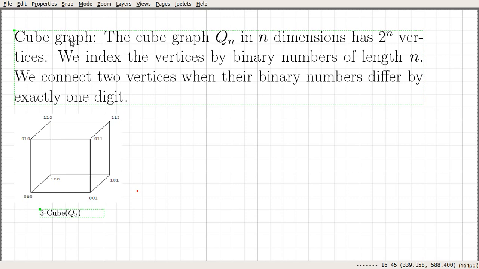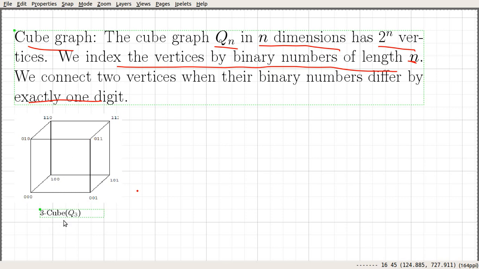So another common family of graphs is called a cube graph. A cube graph is denoted by Q sub n, in n dimensions. Okay, we will see what this n dimensions mean. Okay, it has 2 to the n vertices, and in this case the common thing we do is we index the vertices by binary numbers of length n. Okay, that's why we say it has dimension n, and we connect 2 vertices when their binary numbers differ by exactly 1 digit.